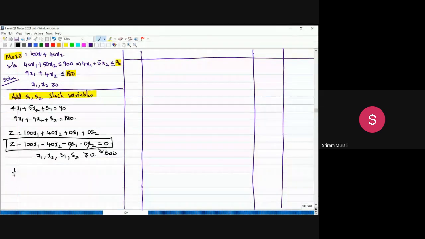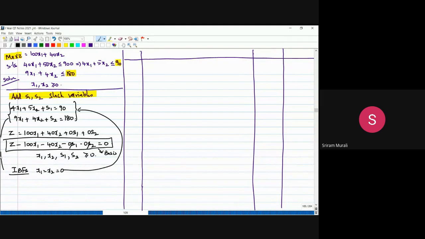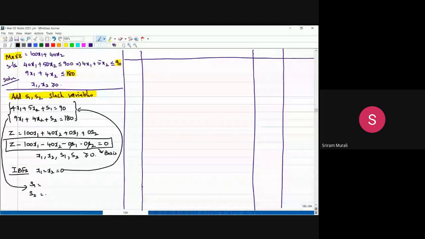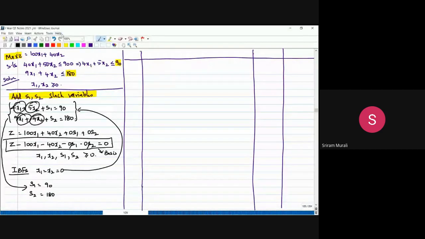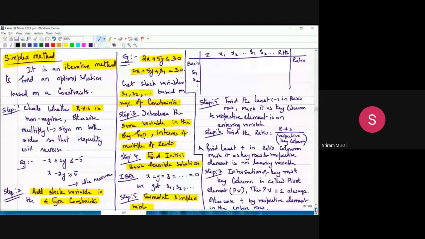Now I should go to the next step, IBFS, step number 4. Variables should be equated to 0. If I equate x1, x2 to 0, then I will get S1, S2 equal to 90 and 180. Have you understood till this point? This is what we have discussed till step number 4.